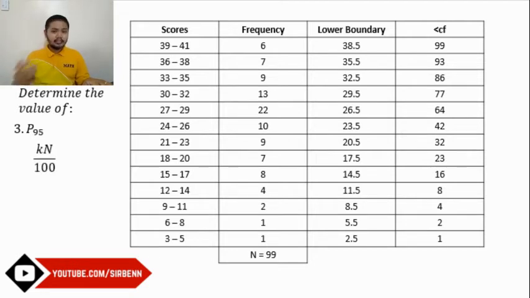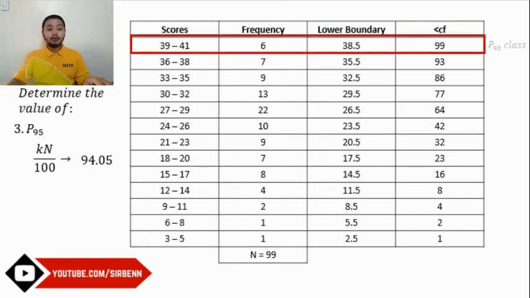So, yung N, still 99 yan. Yung K is 95 kasi 95th percentile yung pinapahanap dito. So, using your calculator, we can locate it sa 94.05. So, looking dun sa cumulative frequency less than dito, yung immediate na mas mataas sa 94.05, and that is 99. So, ibig sabihin yan, yung class na 95th percentile ay nasa class interval ng 39 up to 41.